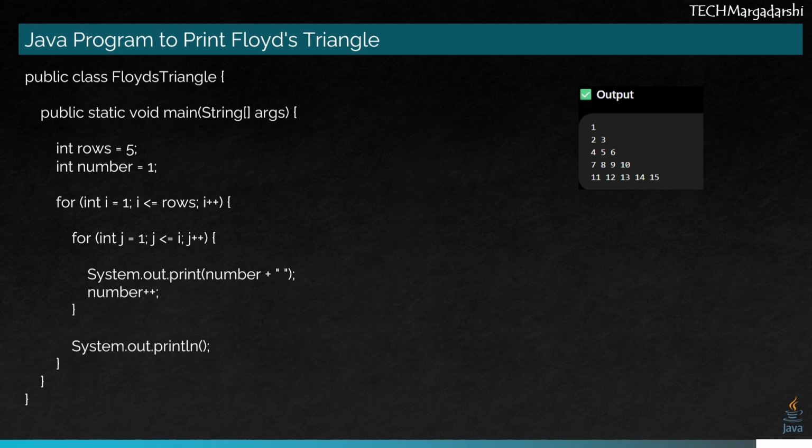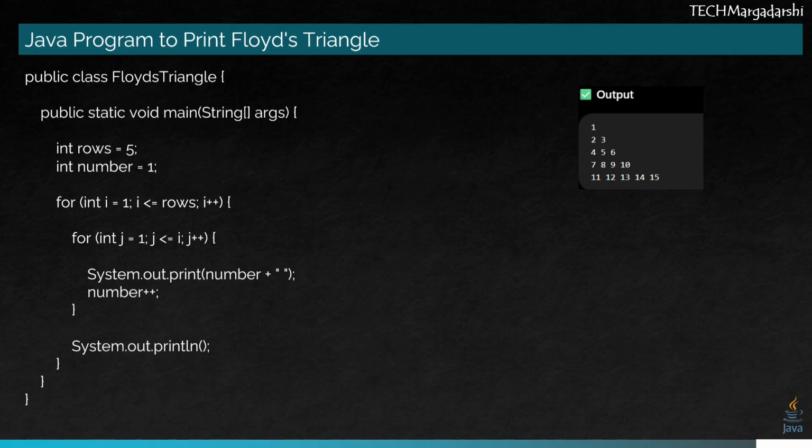Now let's learn how to print Floyd's triangle in Java. Floyd's triangle is a pattern where consecutive numbers are printed row by row starting from 1. Here we take 5 rows and initialize a variable number with 1. We use 2 nested for loops. The outer loop controls the rows, while the inner loop determines how many numbers are printed in each row. After printing each number, we increment the number variable by 1.